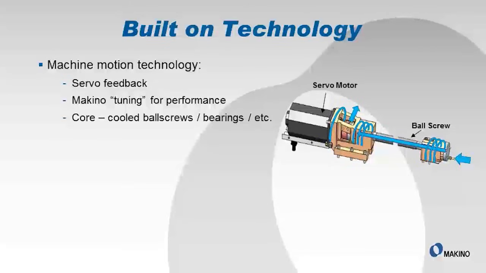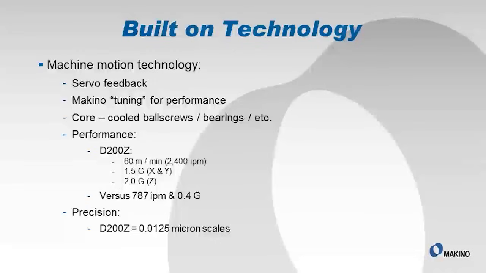We use a core cooled system where we're cooling the bearings and also core cooling the ball screw itself. So that gives us precision. And the other thing about cooling is it reduces the temperature, so it improves the longevity and performance of the machine tool. Another thing is performance itself.